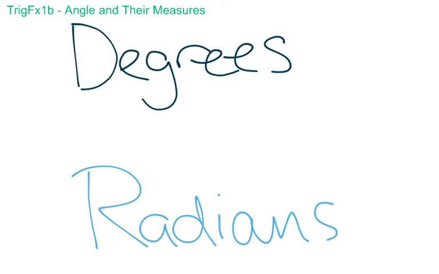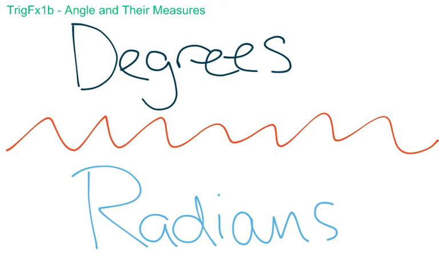Ladies and gentlemen, welcome to the main event, where in one corner we have degrees, and in the other corner we have radians. These are two ways to measure angles. And degrees is going to go head to head with radians in this video. Stay tuned.